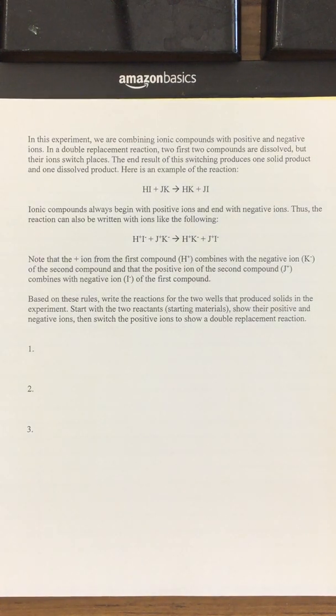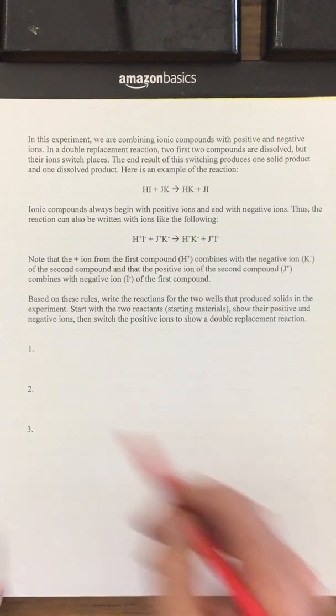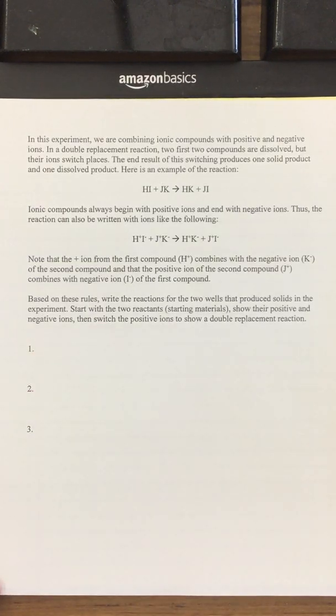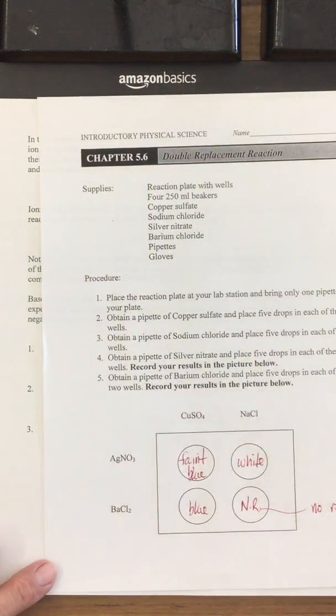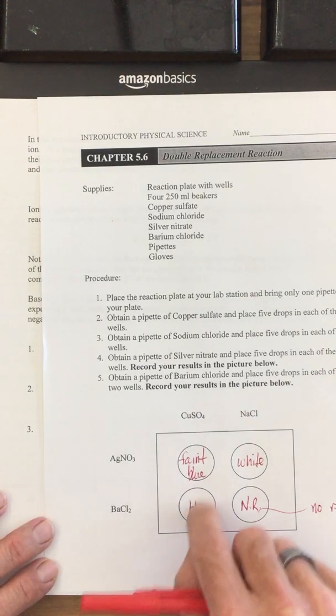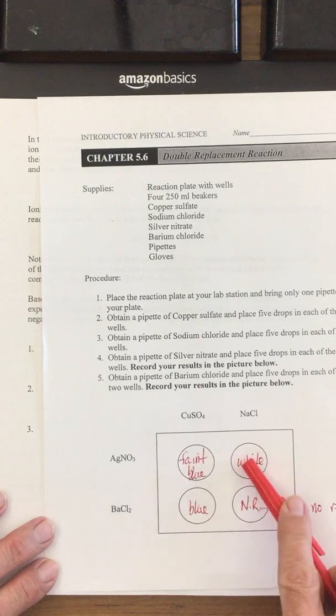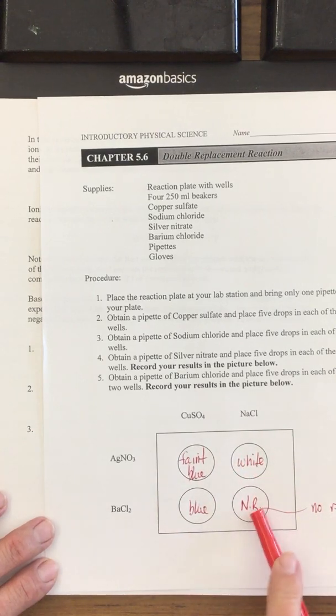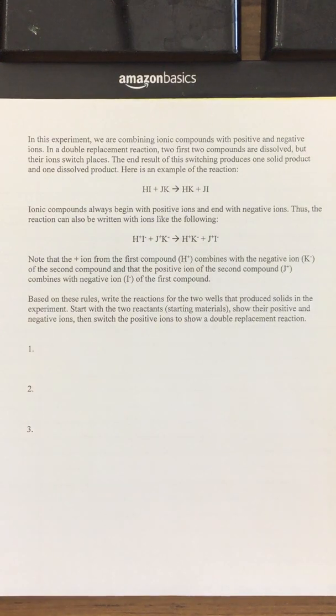Here's the conclusion for Lab 5.6, double replacement reactions. What we're going to do is look at three of the reactions that have taken place. If you remember, in double replacement reactions, what often happens is we get a solid produced. So we have three solids produced, but we don't have a solid produced from this one, and we'll discuss why a solid was not produced there.